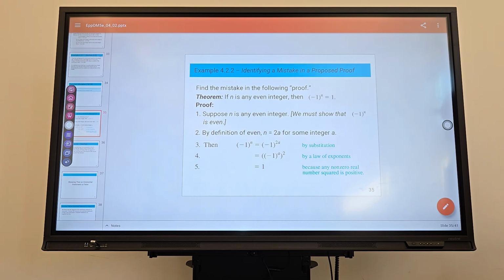And then that equals ((-1)^a) squared. And then that would equal 1 because any non-zero real number squared is positive. Where's the mistake? Jumping to a conclusion on 5, it's not assumed to be true.